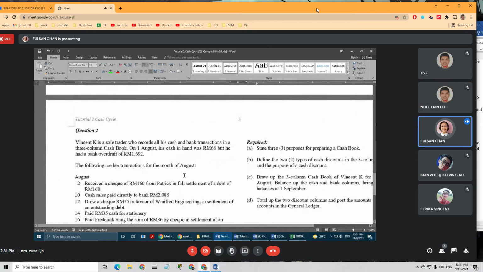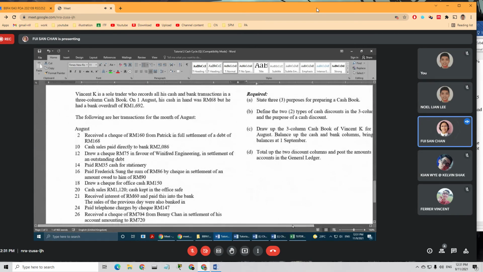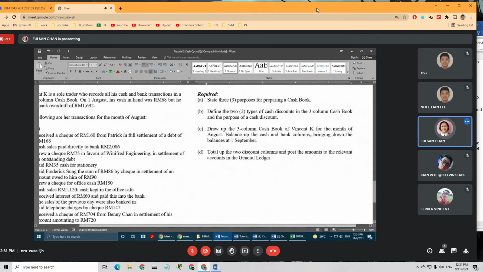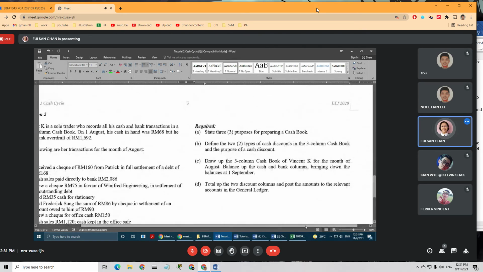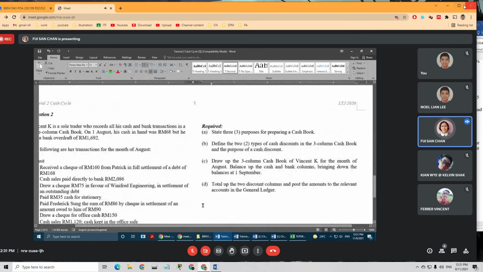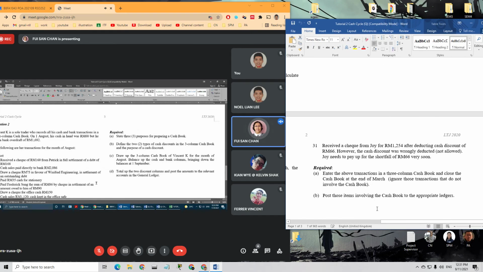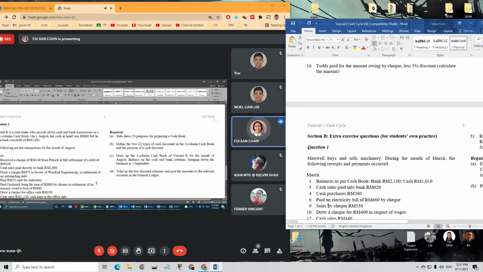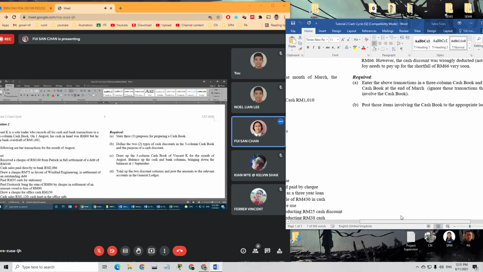So you can actually practice. But question 2 is slightly longer. If you have the time, maybe you try to do a longer question, this one is a much longer question. You can practice, and then hand in your answer so that I mark for you. Remember, practice makes perfect. For accounting, it's just like maths, practice makes perfect. Any question?